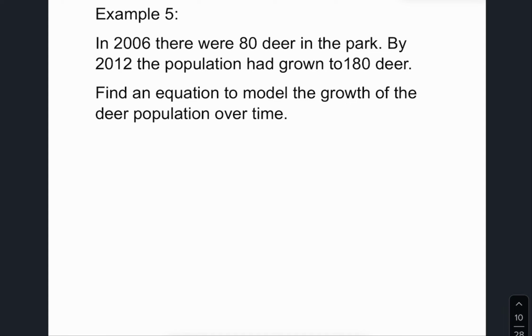So let's do another one. It says in 2006, there were 80 deer in the park. By 2012, the population had grown to 180 deer. Find an equation to model the growth of the deer population over time. So we're going to call 2006 time 0. So at 0, we had 80 deer. Okay, so this would be your time. This would be our total population.